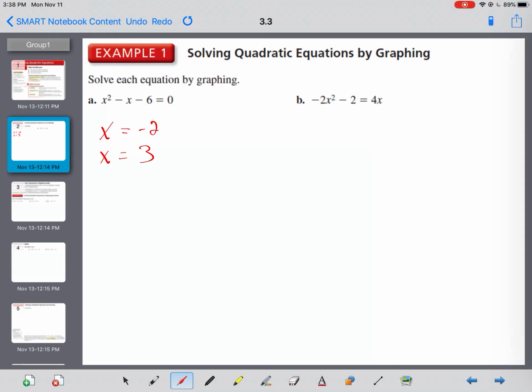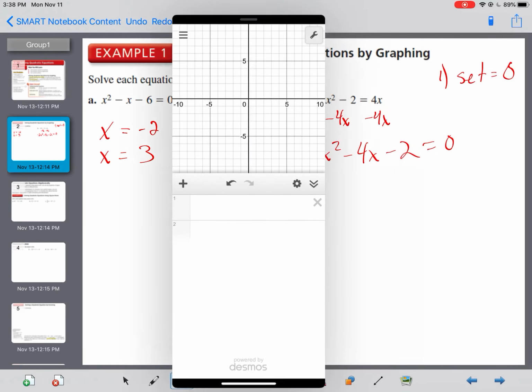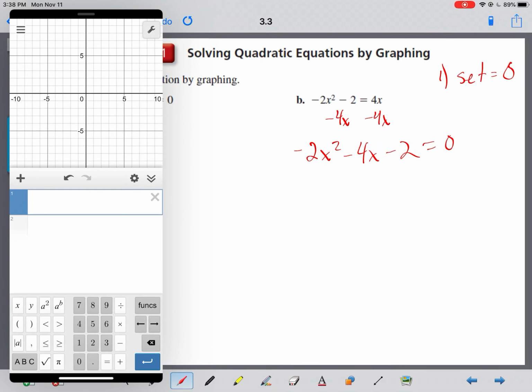It's very nice. Okay. So, on B, number 1, set equal to 0. It is not, so I'm going to move my 4x. So -2x squared minus 4x minus 2 equals 0. And I'm going to graph that. Let's see. -2x squared. Forgot my 2.